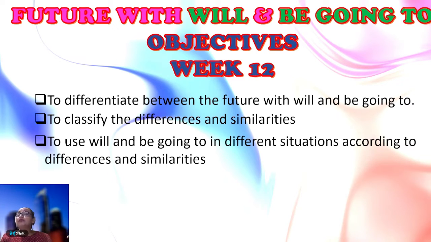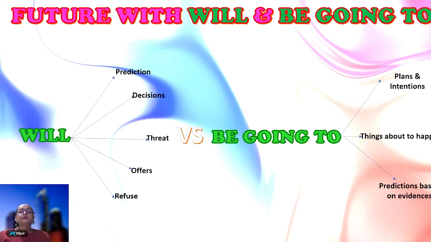So you have to differentiate the difference between will and be going to. You have to classify the differences and similarities. There are certain similarities and there are certain differences between the two, to use will and be going to in different situations according to the differences and similarities. So remember, there are differences and also similarities. So we have to speak about it, and you're going to be able to differentiate the use of will and be going to. Okay, so future with will and be going to.